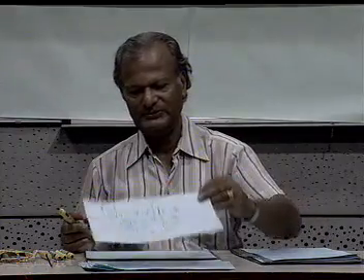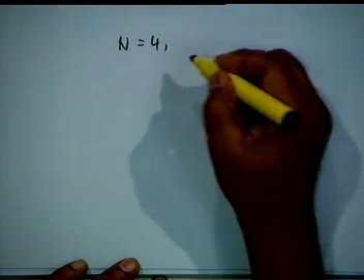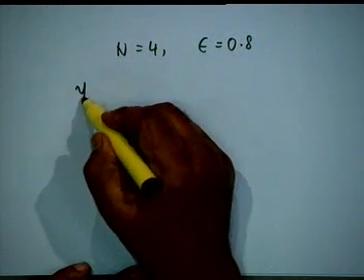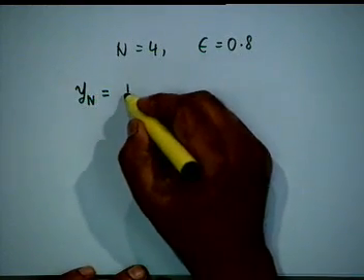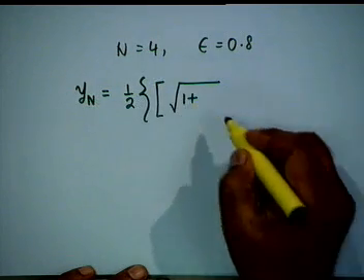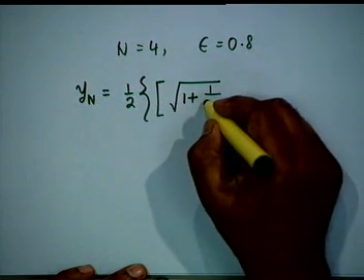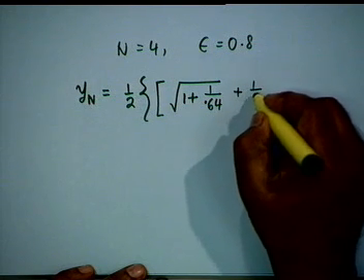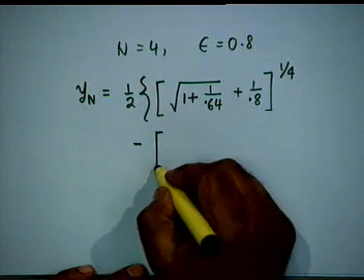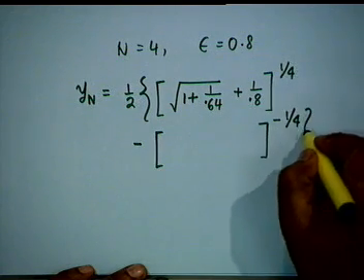Once you know them, you can find out the transfer function. As an example, suppose capital N is equal to 4 and epsilon equal to 0.8. Then the calculation proceeds like this. You can make a small program. First you find out yn. Yn is equal to half of the square root of 1 plus 1 by epsilon squared, that is 1 by 0.64, plus 1 by 0.8, to the power 1 quarter, minus the same quantity to the power minus 1 quarter.